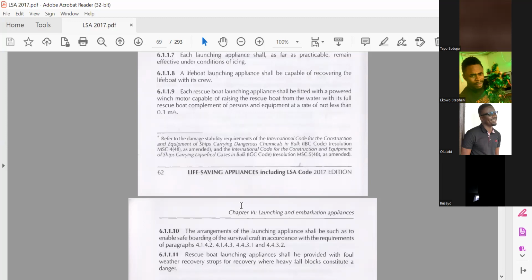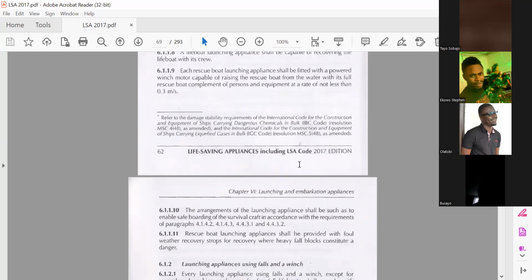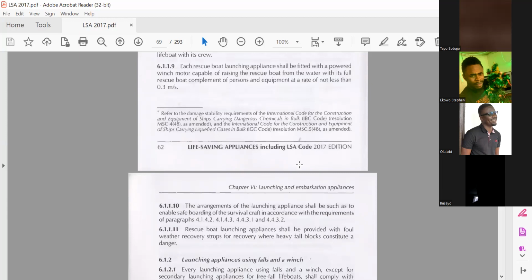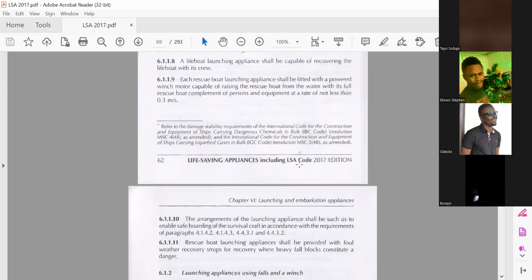So I do talk about the next one also that I find interesting. What other one do we have? Okay, let's go to 16119. Launching appliances should be fitted with a powered winch motor capable of raising the rescue boat from the water with its full complement of persons and equipment at a rate of not less than 0.3 meters per second. That's what that one means there. 16119, I said earlier on.